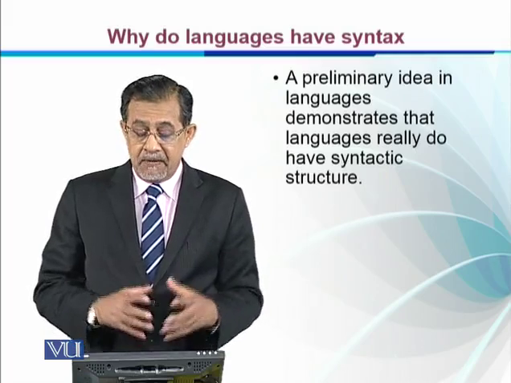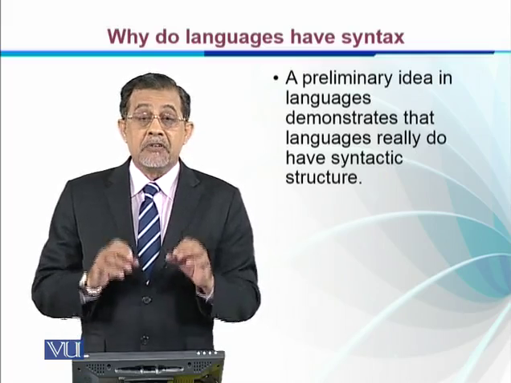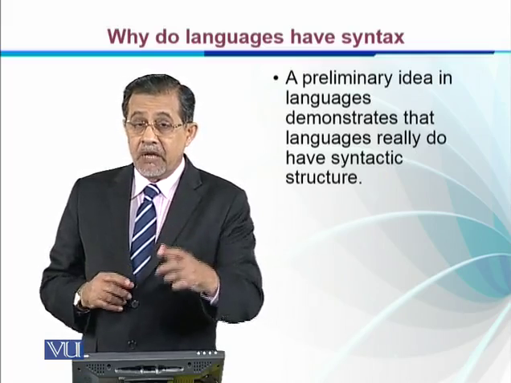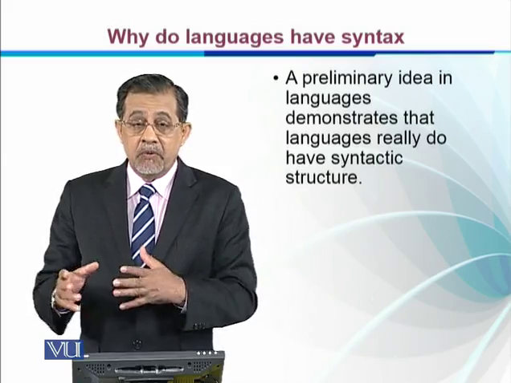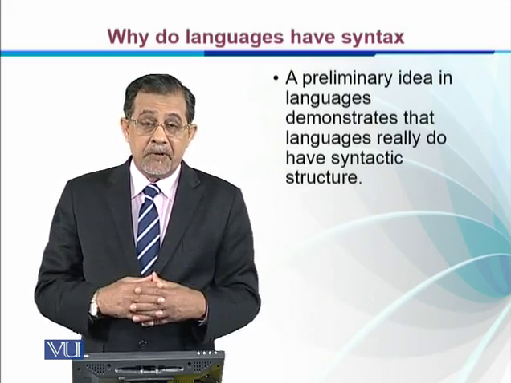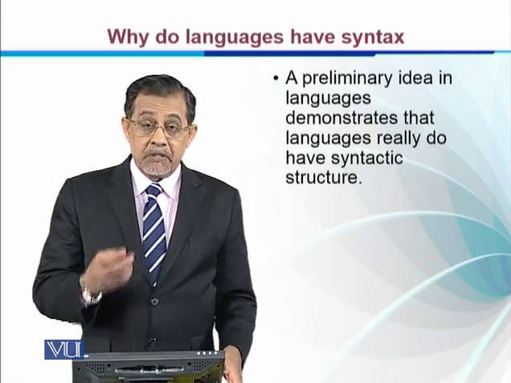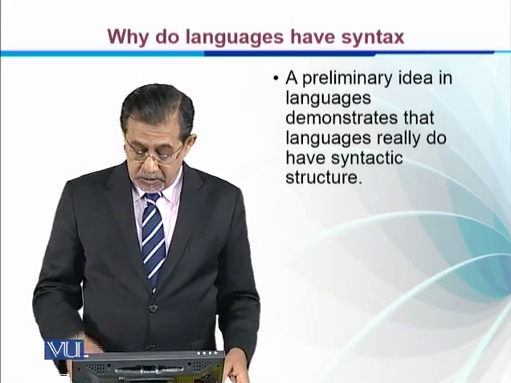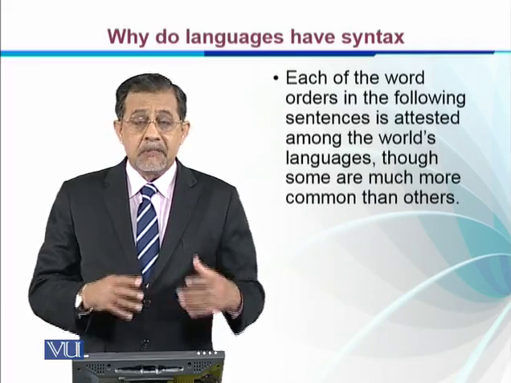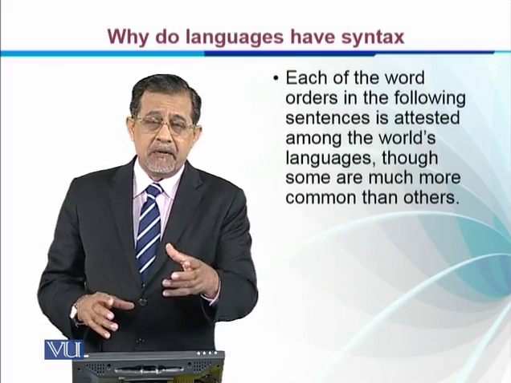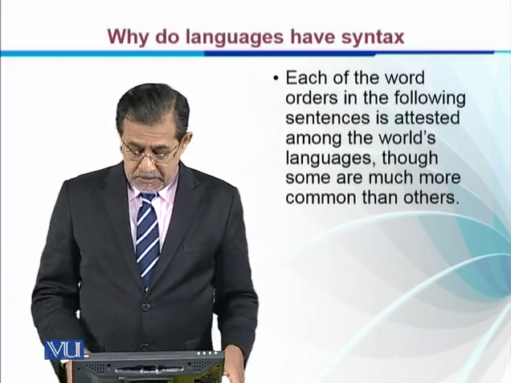A preliminary basic idea demonstrates that languages really do have syntactic structure. We have talked about how 80% of the languages have SVO structure, the order of the components is like this, and 20% have other. So all the languages in the world do have a structure. Each of the word orders in the following sentences is attested, found in one language or the other, in the sentences that we are going to study, right?